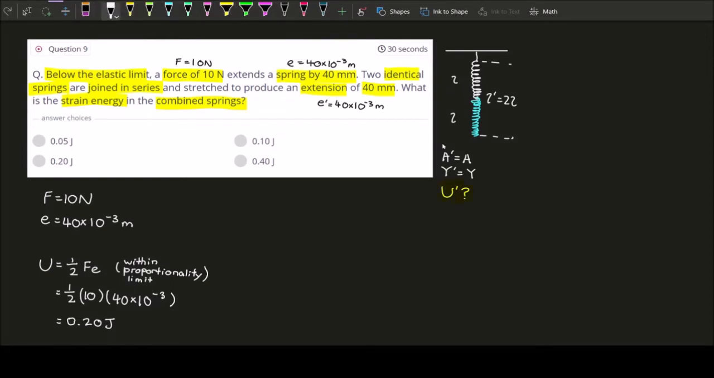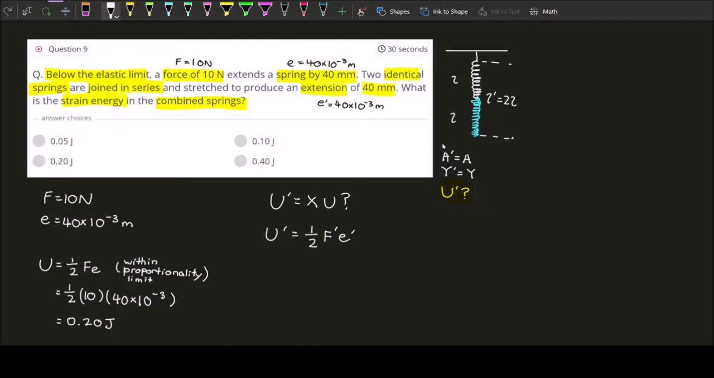So what do we need to do now is, we want to find the relationship between the new strain energy and the old strain energy. Okay, so how do we find this? Let's write this whole thing again. We want to find the new one, so it will be U prime equals to half F E.